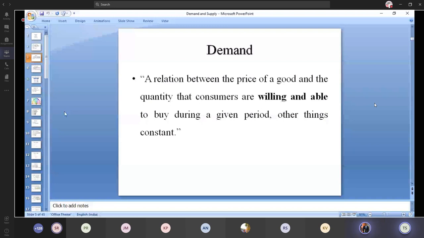Comes down, ma'am. Demand also comes down. Demand decreases. Price comes down, demand increases. Demand increases. Ma'am, demand will be more, ma'am.